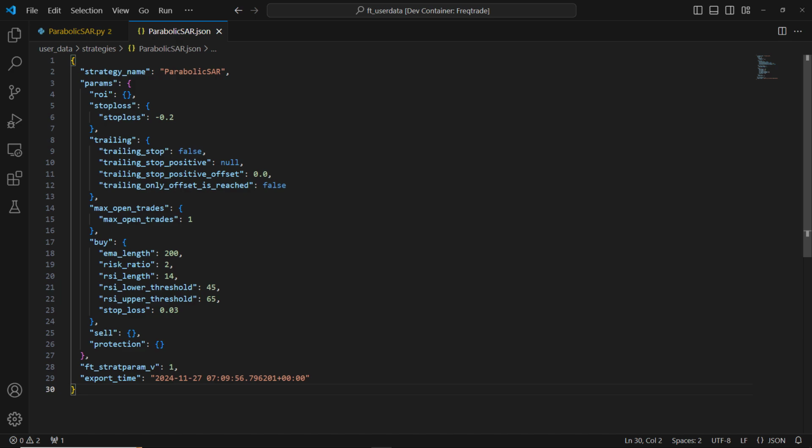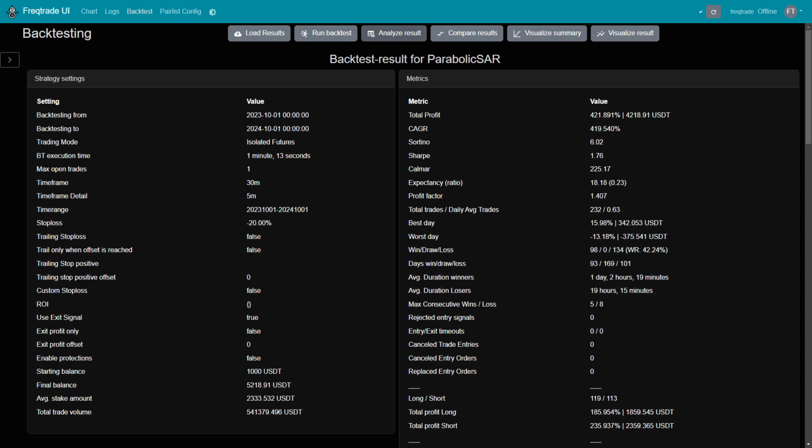After completing the optimization, we found the best settings that delivered the strongest results. First, the EMA length was set to 200, ensuring we're aligned with the long-term trend. For the risk ratio, we use 2, which balances risk and reward effectively. The RSI length was set to 14, and we adjusted the RSI lower threshold to 45 and the RSI upper threshold to 65 to filter out any false signals. Lastly, we set a stop loss at 3% to protect our capital. With these optimized parameters, let's dive into the backtesting results.